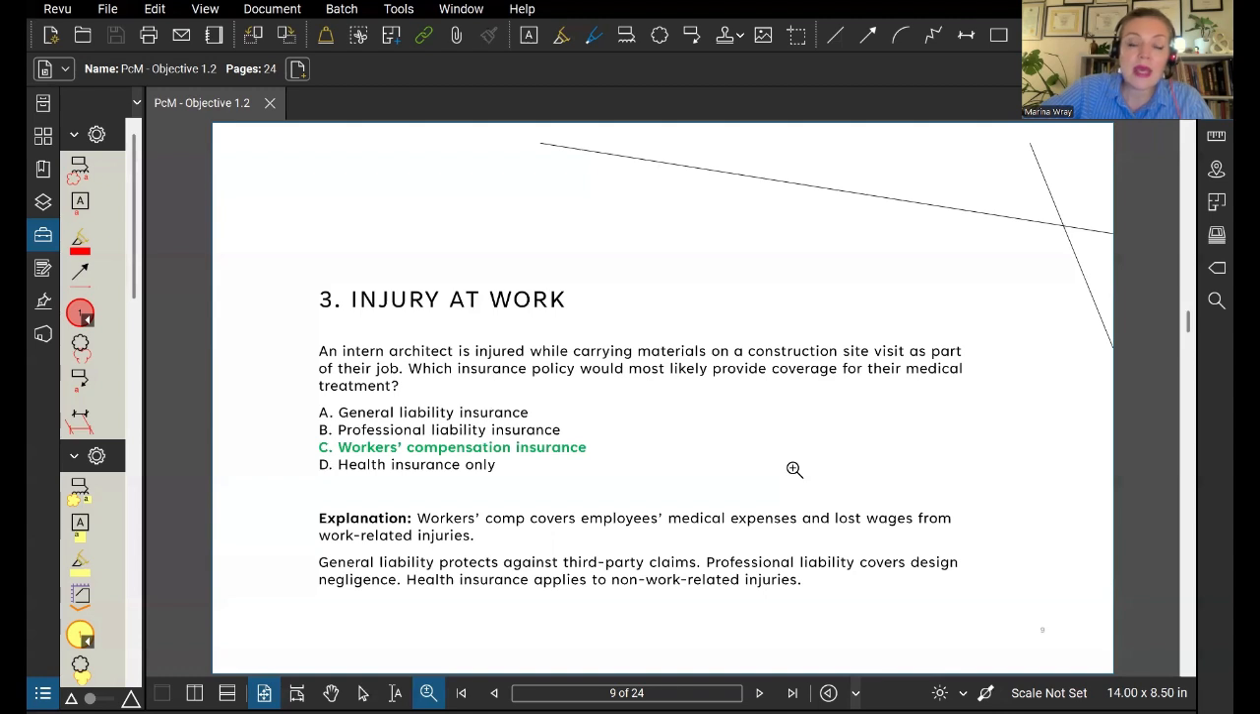Workers' comp. And that covers employees' medical expenses and lost wages from work-related injuries. And we know that general liability protects against third-party claims. We just reviewed that in the previous question. And then professional liability, or errors and omissions, covers design negligence and some mistakes that may arise with the design and different types of conform documents. Health insurance applies to non-work related injuries. So that is what we have here.